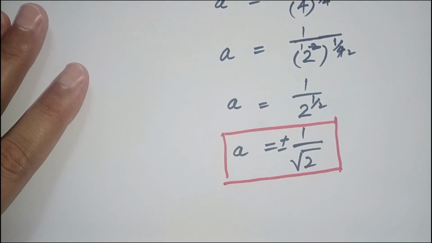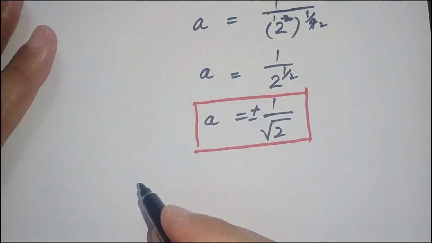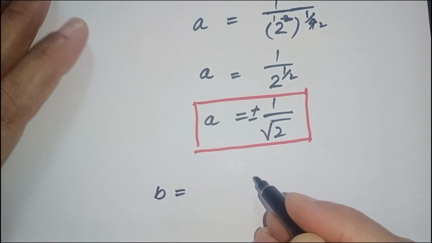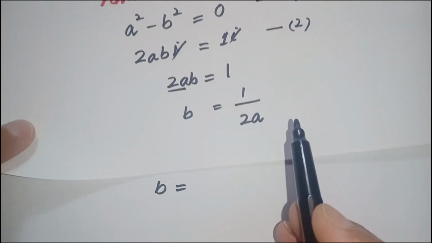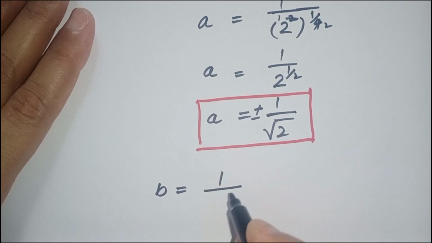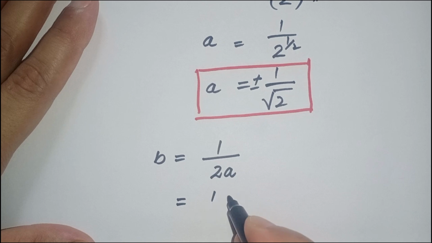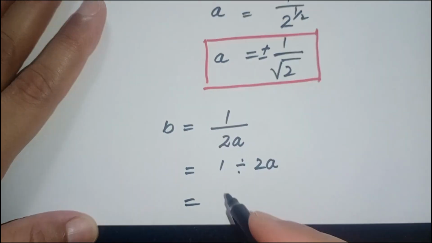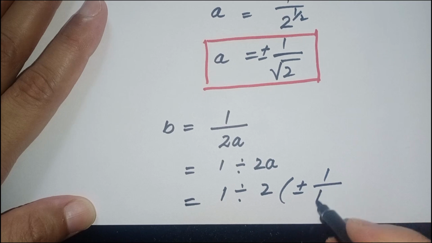Now we need to calculate the value of b. We will use this value of a and plug it in. We have b is equal to 1 over 2a. We will plug this value into this equation. So b is equal to 1 divided by 2a. We can write it with the division sign, 1 divided by 2a. We will plug in the value of a, which is plus or minus 1 over square root 2.